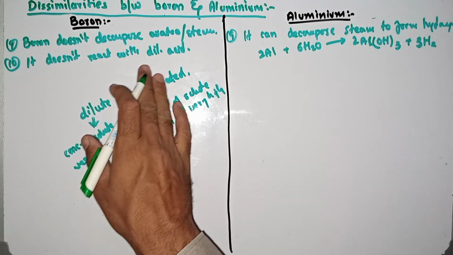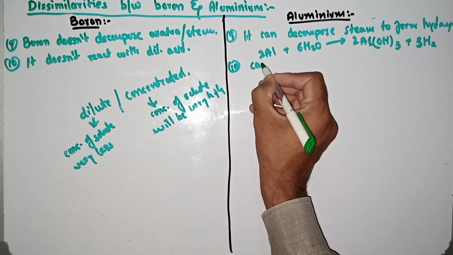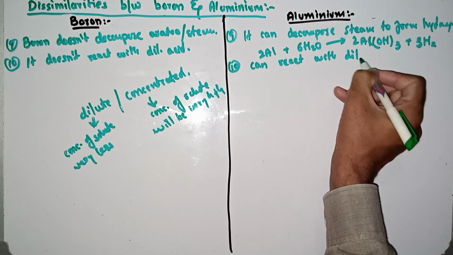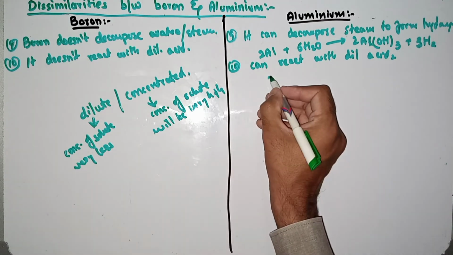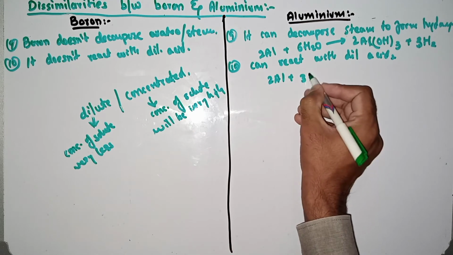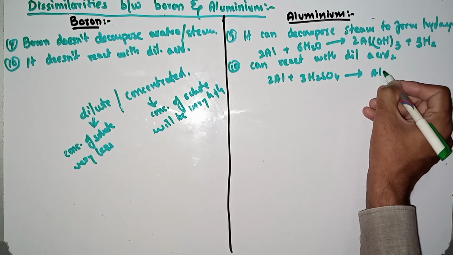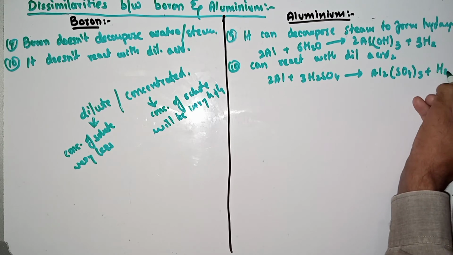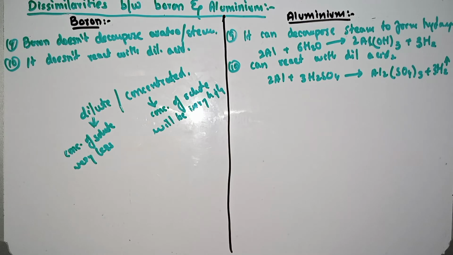So boron doesn't react with dilute acids, while aluminum can react with dilute acids. For example, 2Al, when it reacts with aqueous sulfuric acid, produces Al2(SO4)3 plus hydrogen gas, which is evolved to the atmosphere. So boron doesn't react with dilute acid while aluminum does.